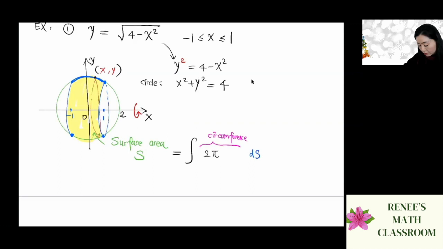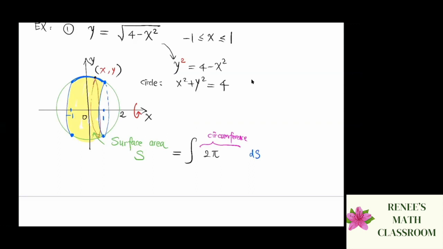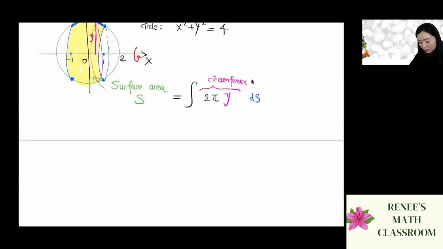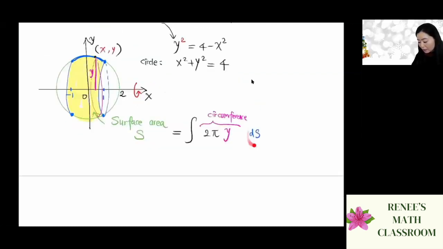So this is the circumference of this circle. 2 pi y. Yeah, you got it. Okay. So to do this, for the ds over here, that's the differential arc length.